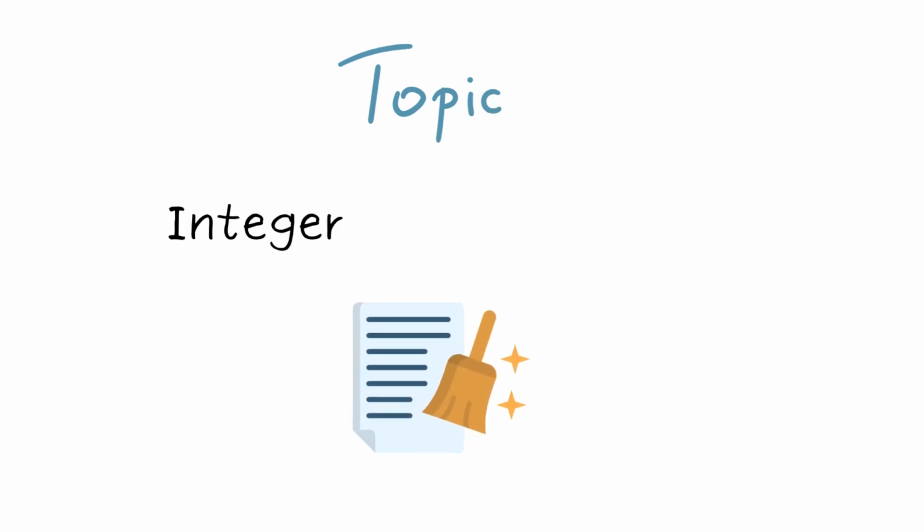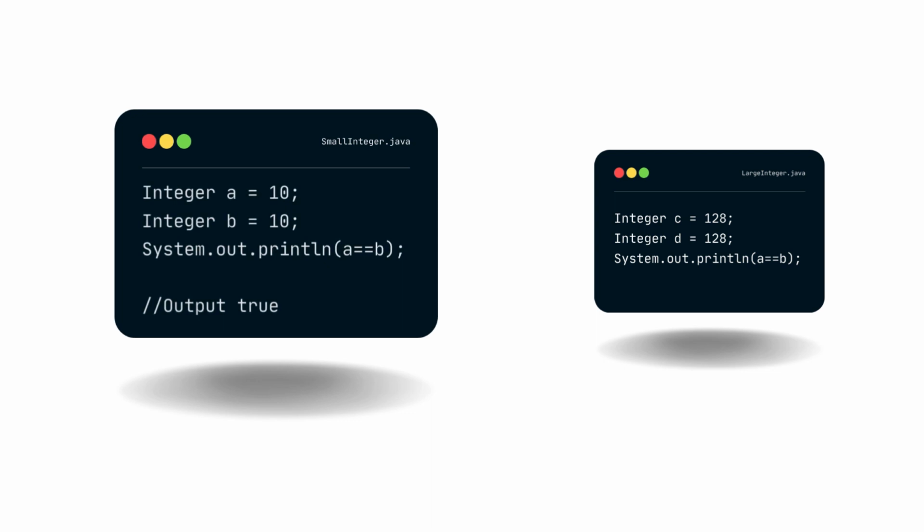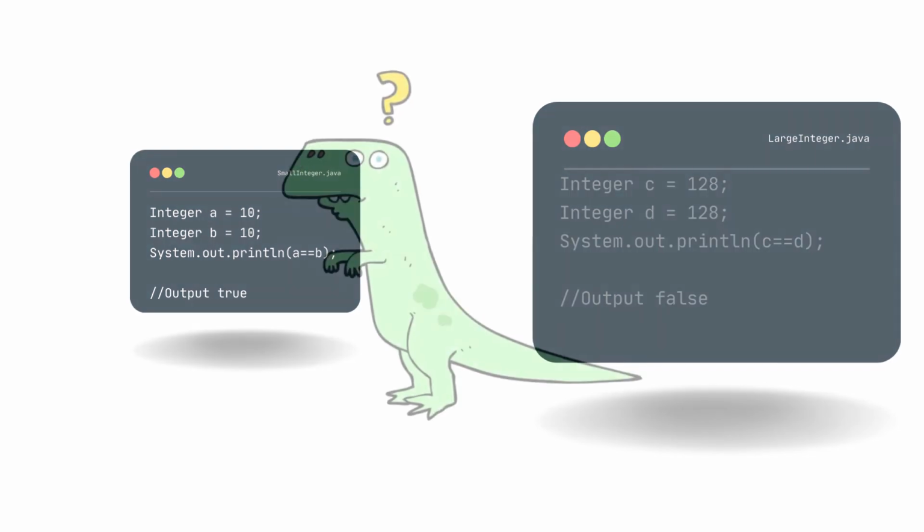Today, let's discuss an interesting topic, integer caching in Java. Let's understand these two examples before moving further. When you compare integer value 10 to 10, the result is true, but when you compare 128 to 128, the result is false. Confused? Let's dig deeper.